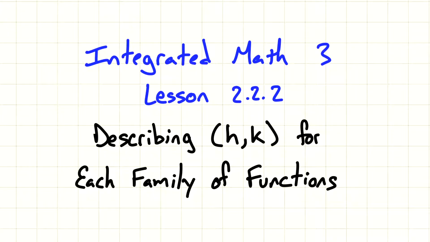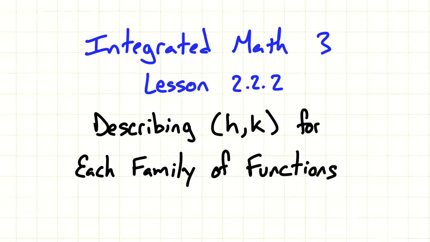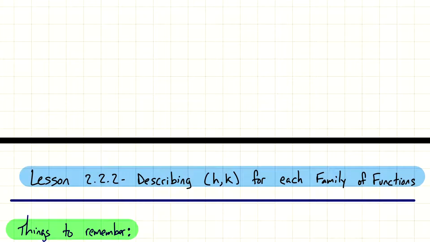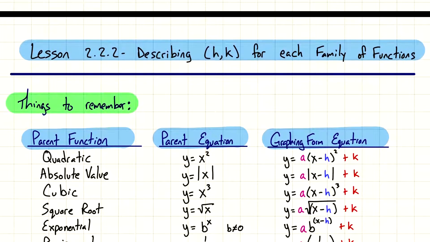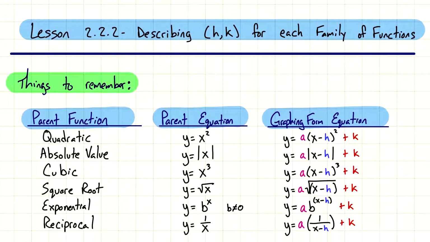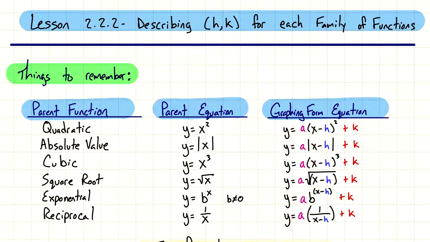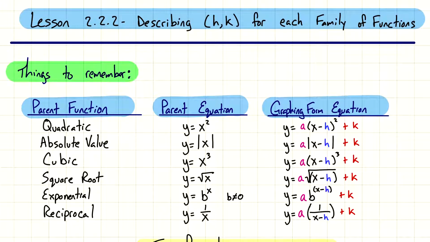Hey everyone, this is lesson 222 from Integrated Math 3, describing h and k for each family of functions. Technically, coming into this lesson, on the previous lesson, I kind of already gave you or described all the h and k values for the parent functions that we've gone over.